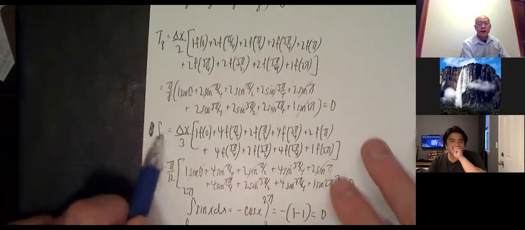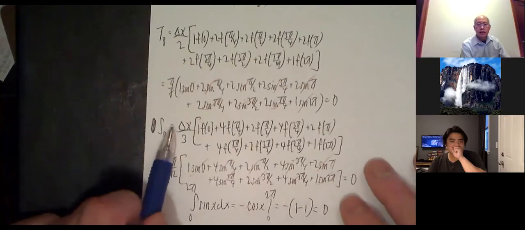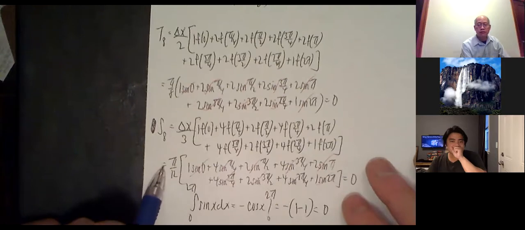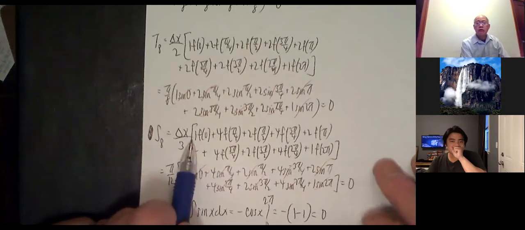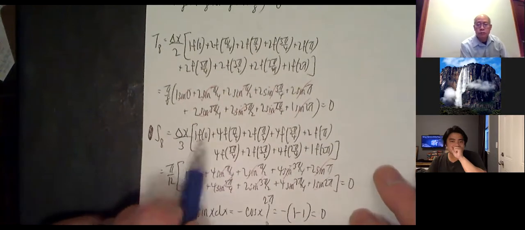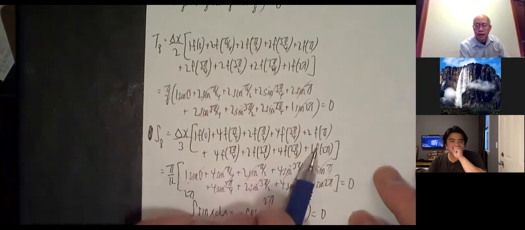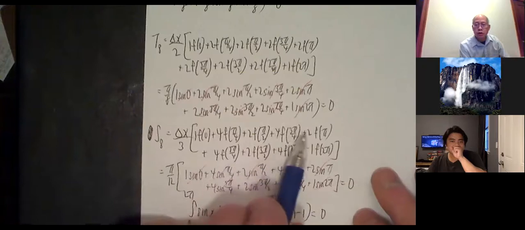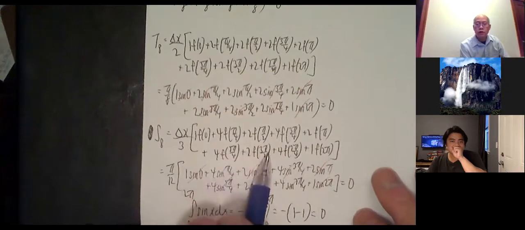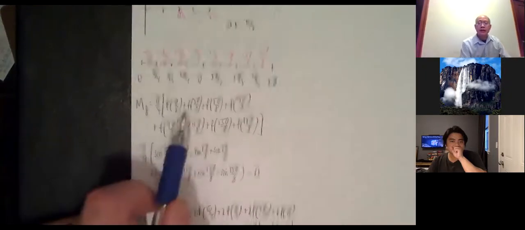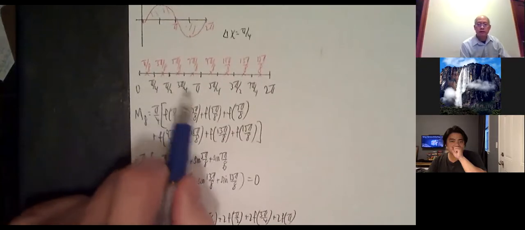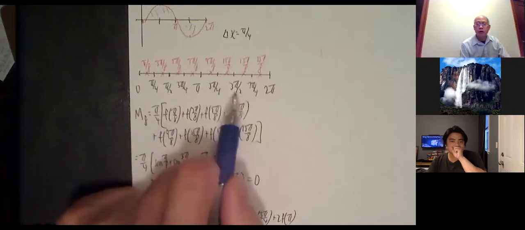Okay, so I have delta x over 3. That's pi over 4 divided by 3, which is pi over 12. So 1 times f of 0, 1 times f of 2 pi, and then all the in-between ones: 4, 2, 4, 2, 4, 2, 4, and then 1. Not the midpoints, just these endpoints: pi over 4, pi over 2, 3 pi over 4, pi, 5 pi over 4, 3 pi over 2, 7 pi over 4, 2 pi.